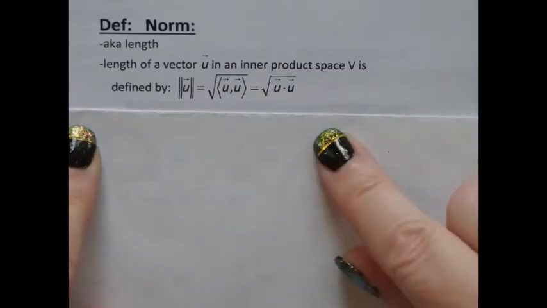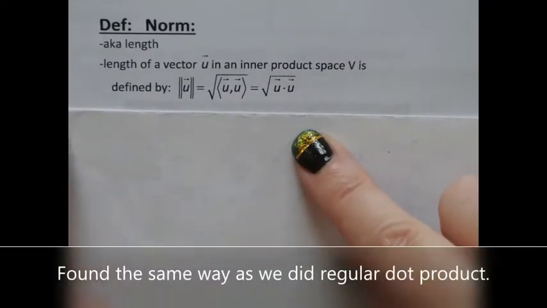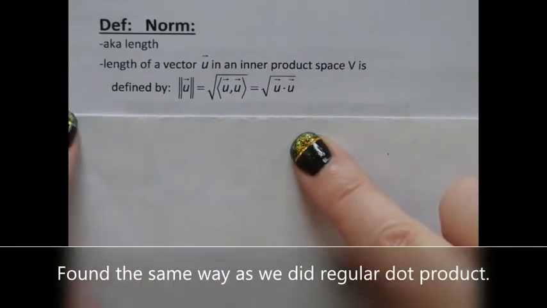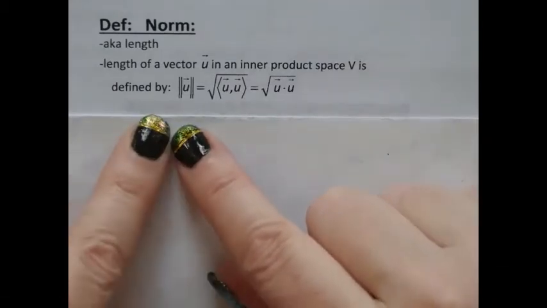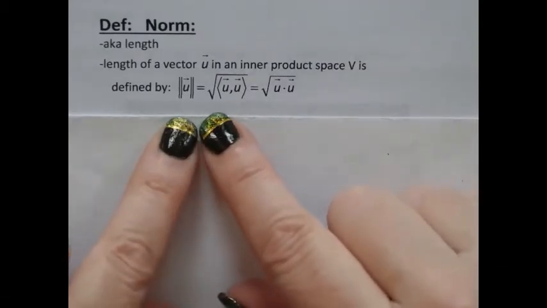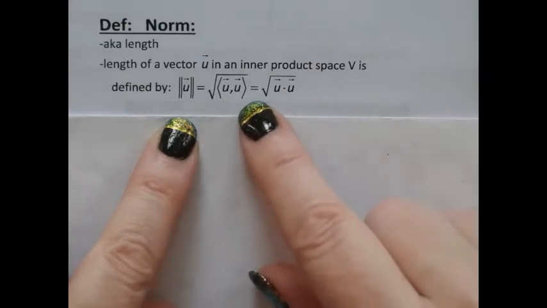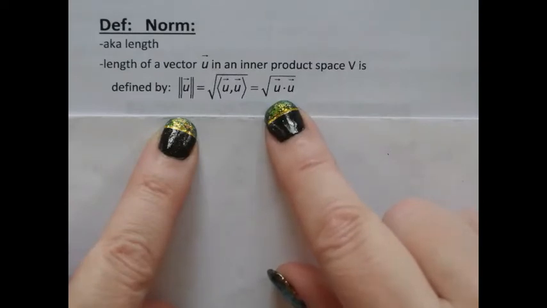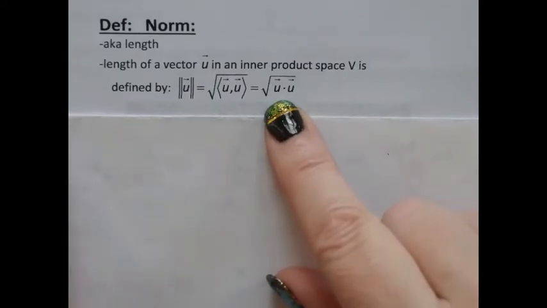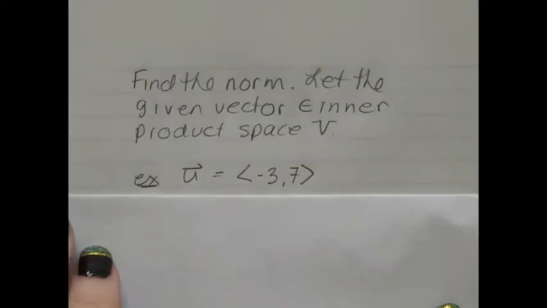Let's talk about the definition of norm in this section. Norm is still length, the length or magnitude. The length of a vector u in an inner product space V is defined by the length of u is equal to the square root of the inner product u comma u, and we know it as the square root of u dot u. Seems like nothing's really changed other than the notation, and you're right.